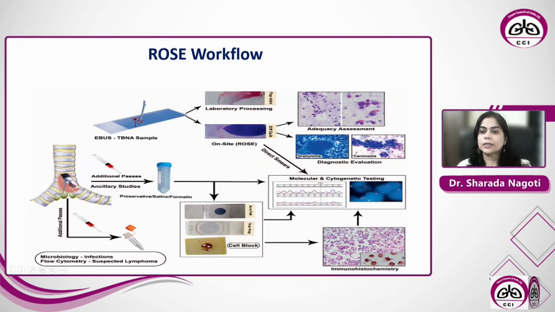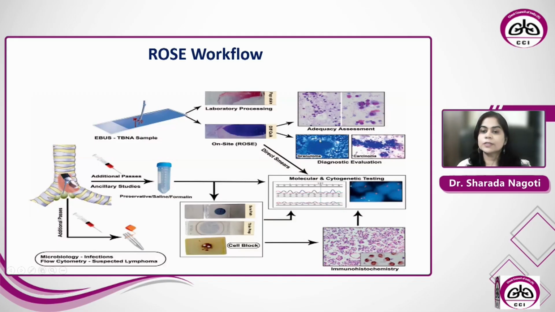If the diagnosis is a carcinoma, then the pulmonologist is requested for additional samples for ancillary studies. This additional material is collected in either a preservative like CytoLyt, fixative, saline or formalin, and it is subjected to cytospin preparation or liquid-based cytology, and a cell block is made. The cell block can be used for immunohistochemical analysis for further typing of the carcinoma. The cytospin preparations and the liquid-based cytology smears can be used for molecular and cytogenetic testing.